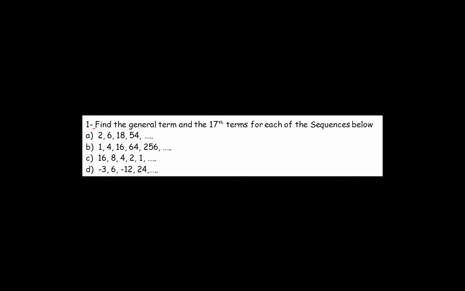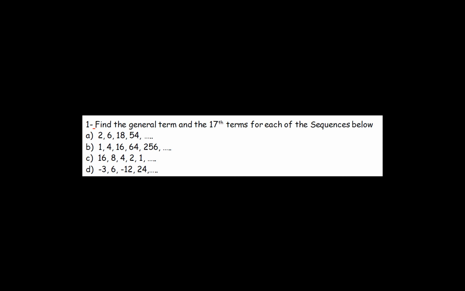Practice problem C is a little bit different. Instead of going up, it's now going down, which is exactly how my bank account is looking right now. We have 16, 8, 4, 2, and 1, and so on. So the ratio is 8 divided by 16, which equals 1/2. Our general term will be a_n equals 16 times 1/2 raised to n minus 1.